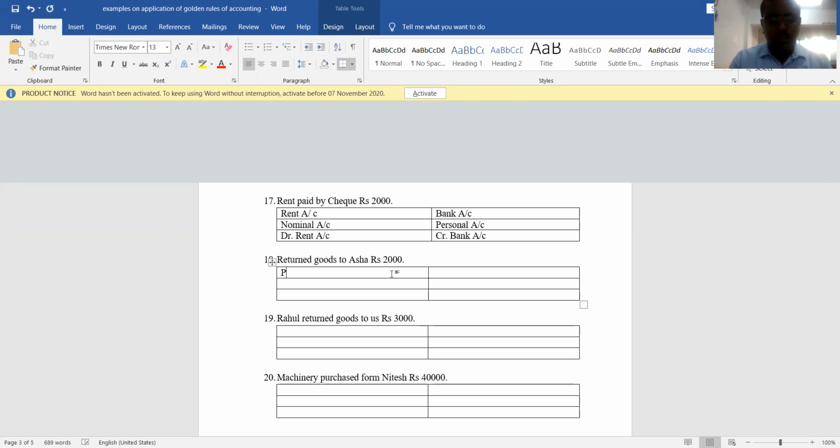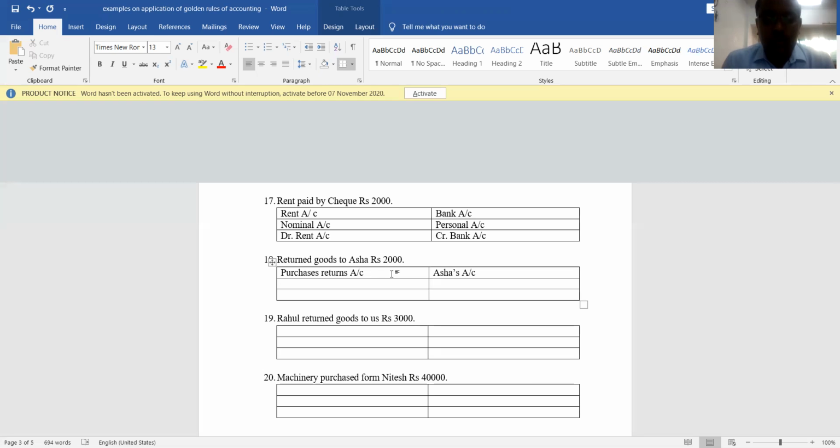So, which returns is it? It is purchases returns. One account is purchases returns account. Another account is Asha's account. See, I told you that if we are returning goods to our supplier, it is purchases return. If customers are returning goods to us, which returns is it? It is sales return. Once again, I will make it very clear.